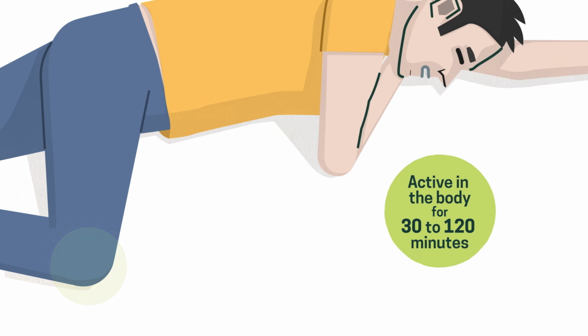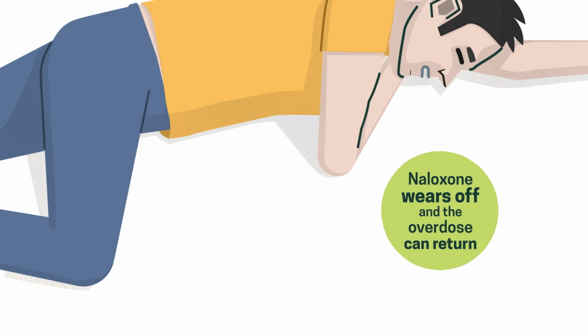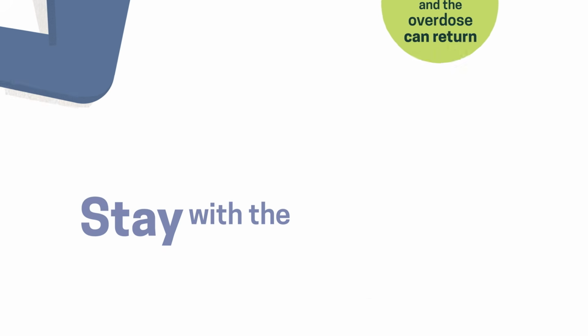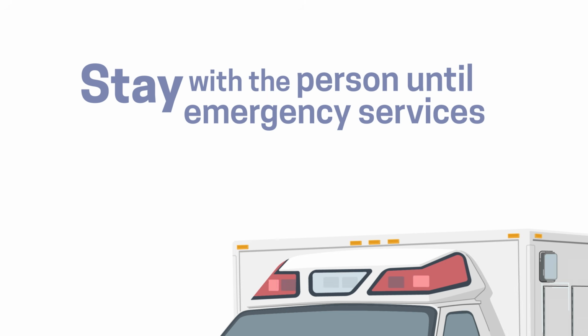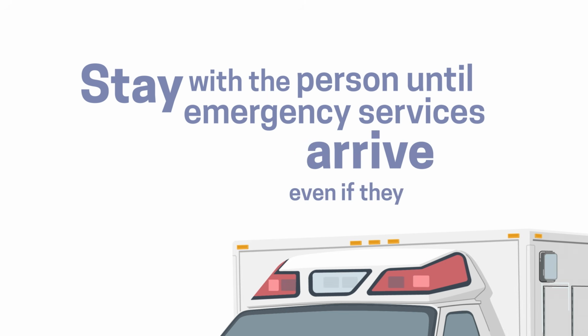Naloxone is active in the body for 30 to 120 minutes, but the effects of opioids can last longer and the overdose can come back. Text on screen. Naloxone wears off and the overdose can return. Stay with a person until emergency services arrive. An ambulance with flashing lights appears. Even if they seem better.